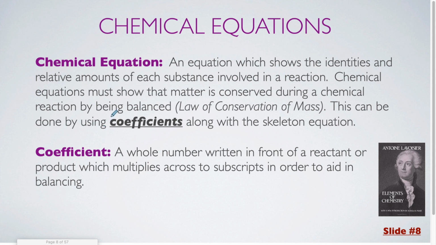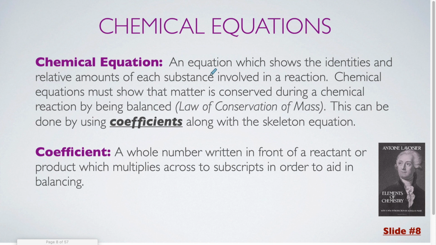Next up, we have chemical equations. A chemical equation is an equation which shows the identities and the relative amounts of each substance involved in a chemical reaction. Chemical equations must show that matter is conserved during a chemical reaction by being balanced. You may remember the law of conservation of mass, which was created by Antoine Lavoisier. That stated that mass was always conserved during a chemical reaction.